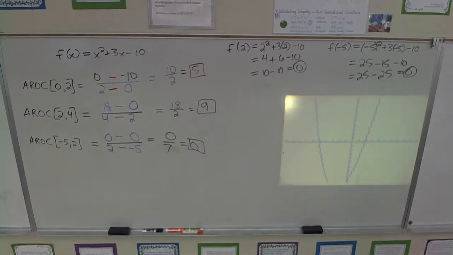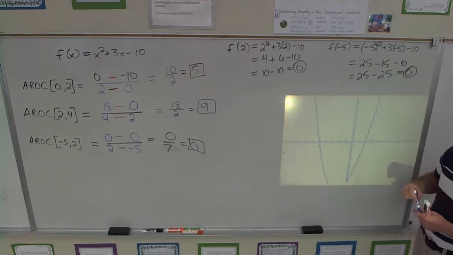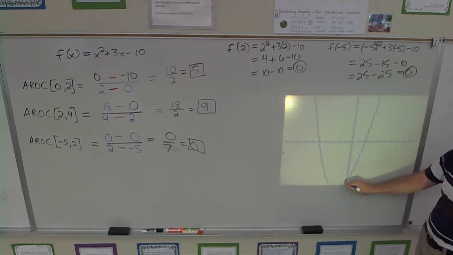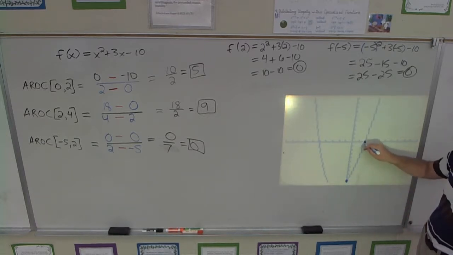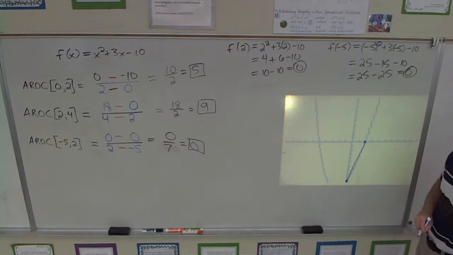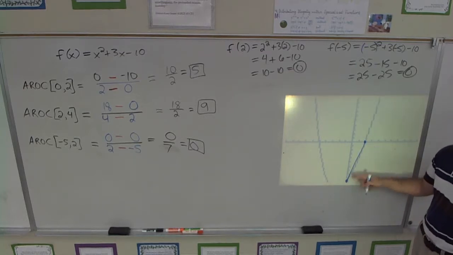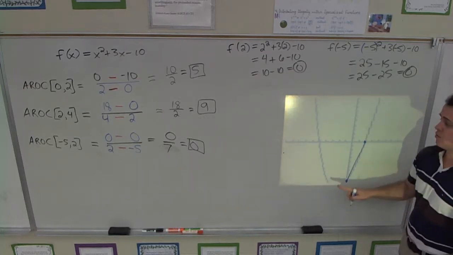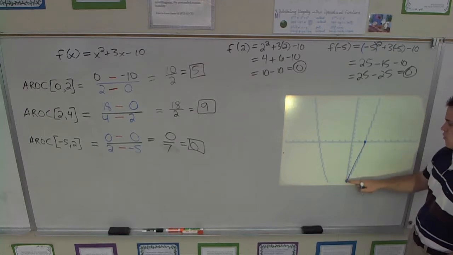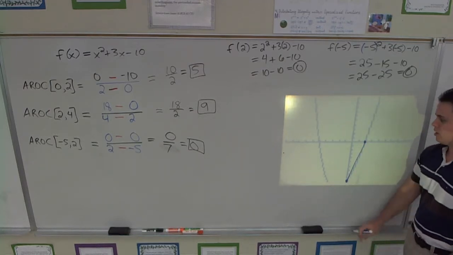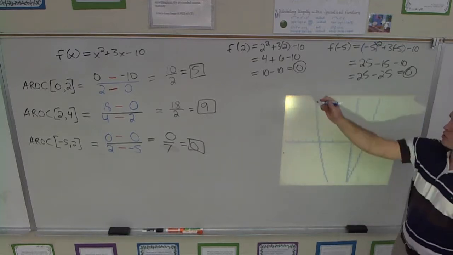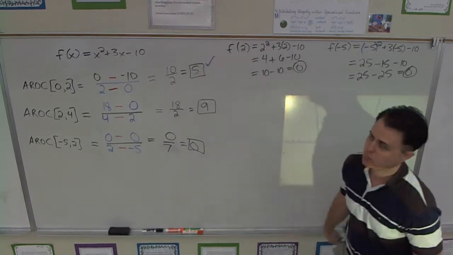So let's have a look. Between 0 and 2, 0 is right here, that looks like about right there on the graph. And 2 is right here, that looks like about there on the graph. Does the slope of that line look like it might be positive 5? In other words, up 5 over 1. In fact, I think it's up 10 over 2. That's 5. So this guy must be right.